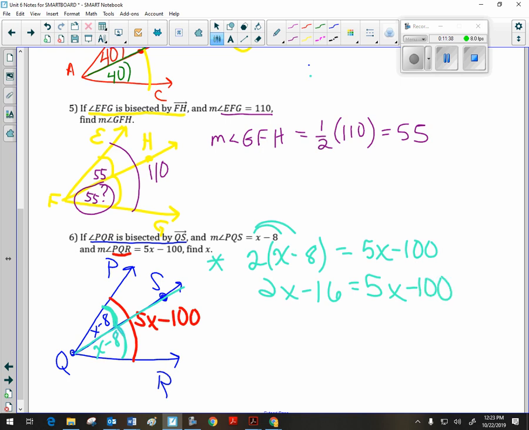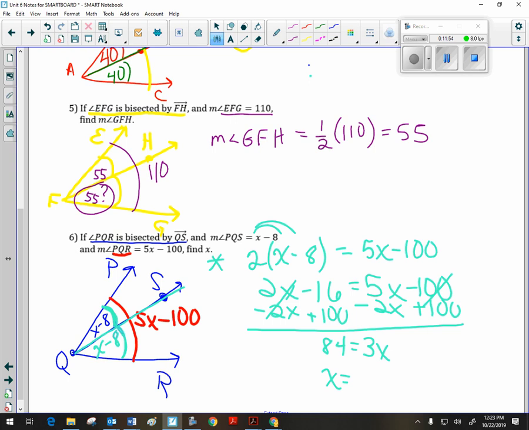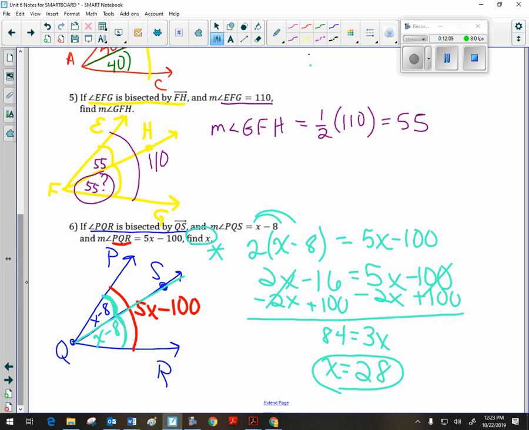When I solve, I'm going to minus the 2x, and I'm going to add the 100. And I end up with 84 equals 3x. And when I divide, I end up getting 28 for my answer for x, and notice that is what they wanted me to find here. So 28 is going to be my answer for x on that one.